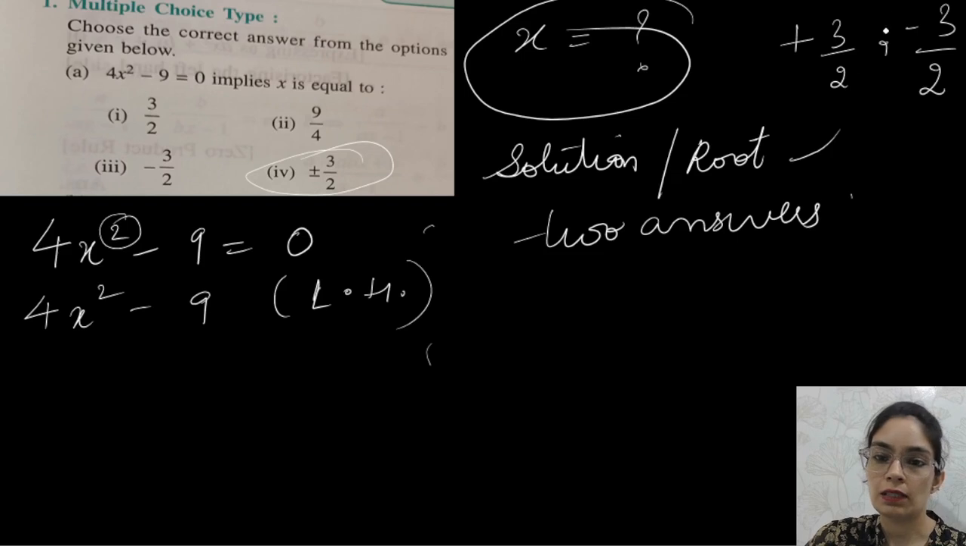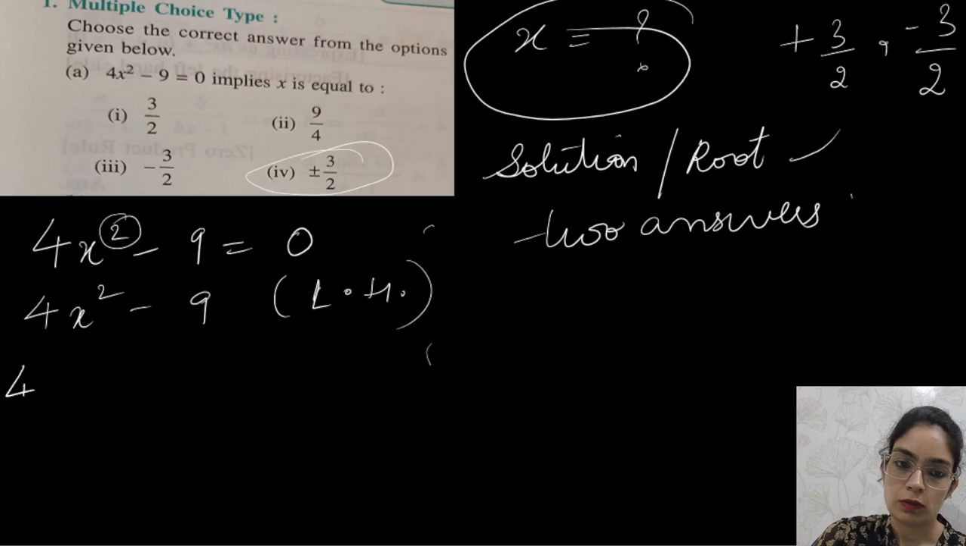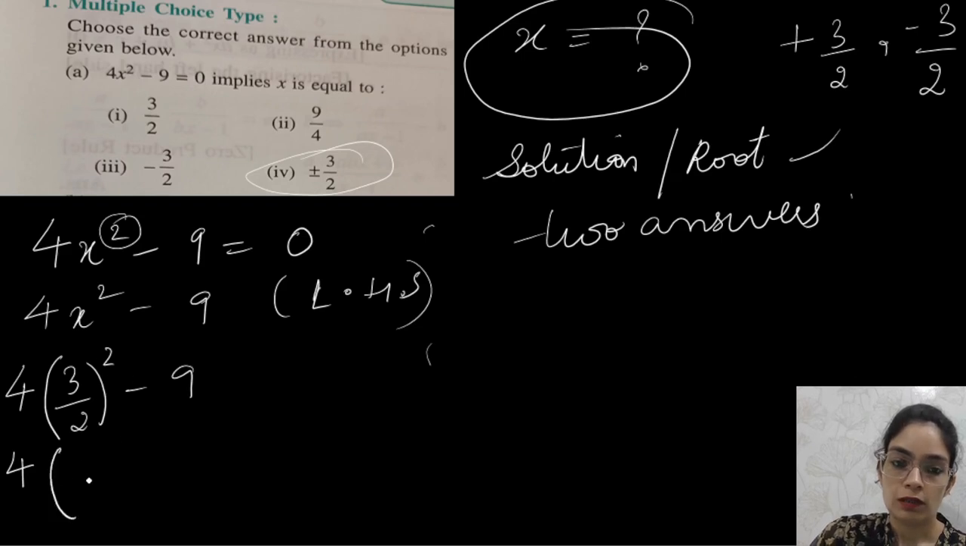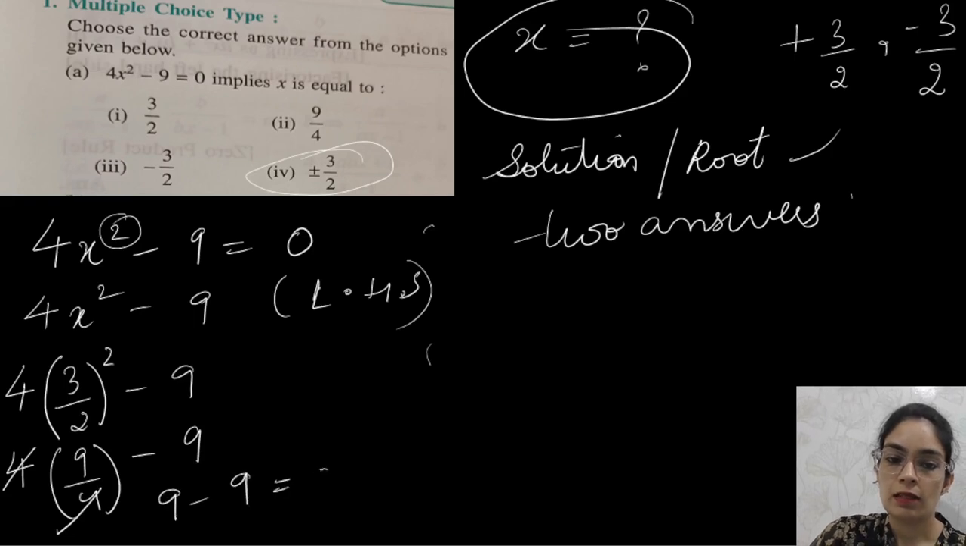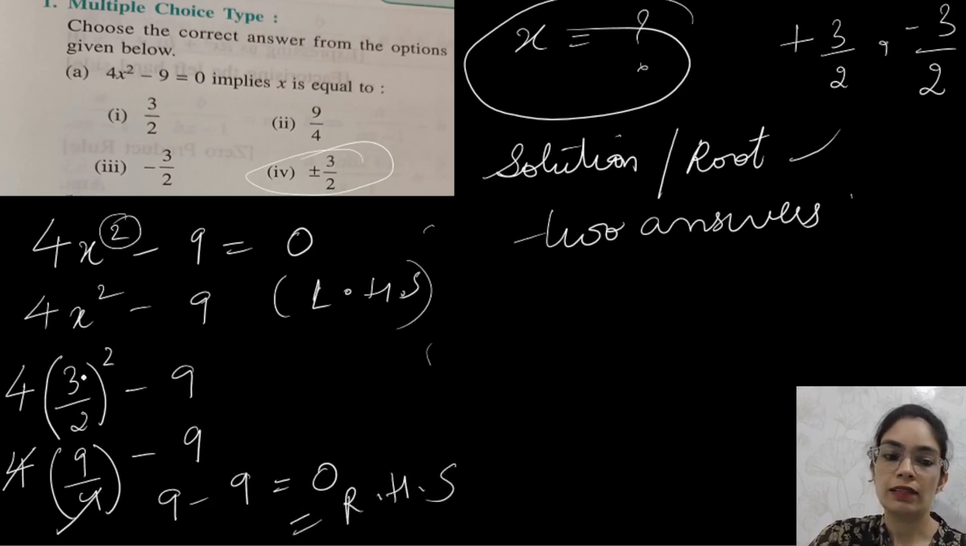If you want, you can directly substitute the value of x as plus 3 by 2 and minus 3 by 2. If you get the answer as 0, that means this is the answer. So in place of x, I'll write 3 by 2 and solve it. Only the left hand side I have taken. So this will become 4 into 3 by 2 whole square. 3 by 2 whole square is 9 by 4, minus 9. This 4 and this 4 will get cancelled. So we are left with 9 minus 9, which is 0, equal to the right hand side. So with positive 3 by 2 we have got the answer 0. That means positive 3 by 2 is a solution of this equation.